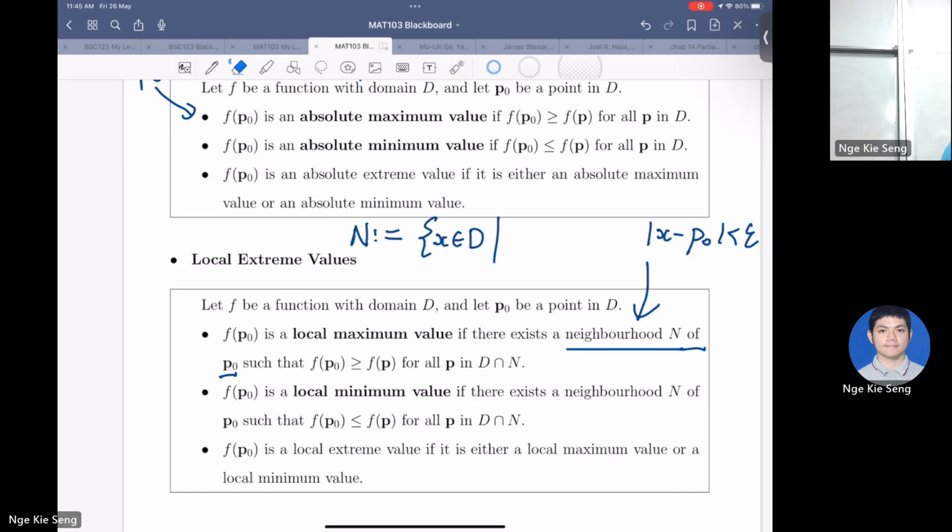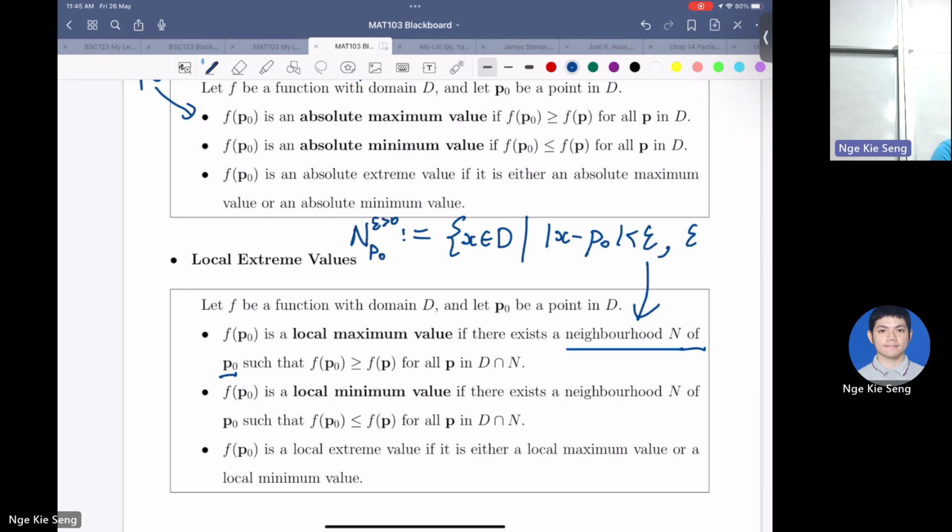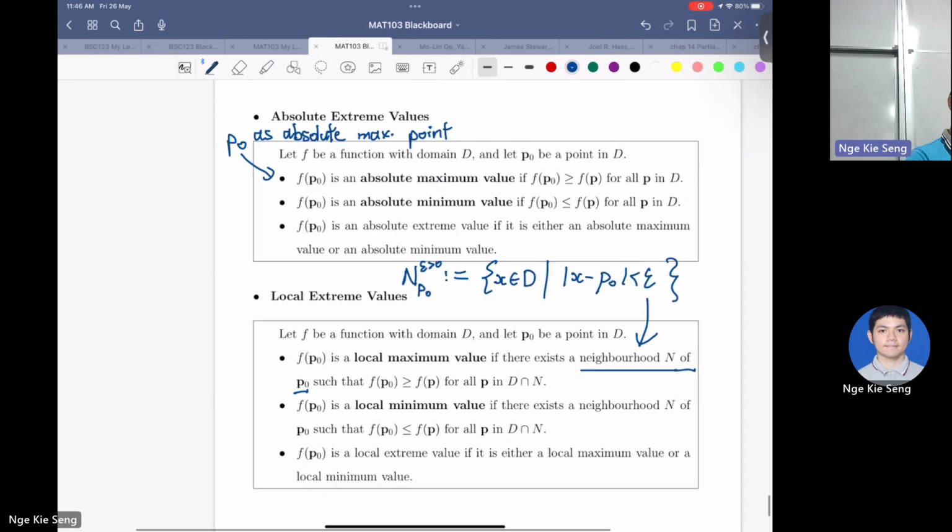such that the distance between x and P naught is less than epsilon. This N depends on P naught, so I really should put a P naught here, and there's some epsilon, so I really should fix an epsilon greater than 0. So let's fix the epsilon greater than 0 here. There exists a neighborhood, meaning there exists an epsilon, and then there are points within epsilon of P naught. Make sense?